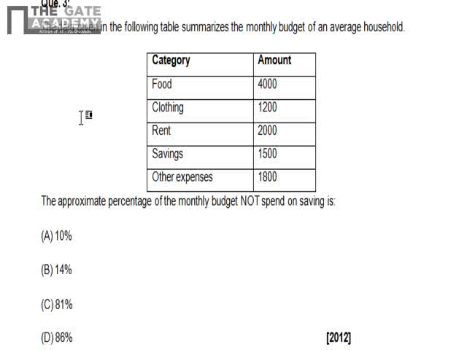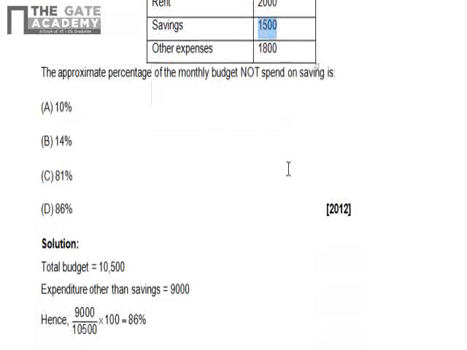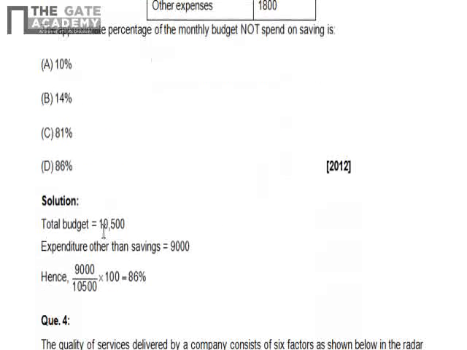Now let us look at the third problem, which was asked in 2012. The data given in the following table summarize the monthly budget of an average household. The approximate percentage of the family budget not spent on saving. So you can calculate very easily. You can add these amounts, and you know that on saving they are spending 1500. Okay, so the total budget is 10500. Expenditure other than saving is 9000. Hence you can easily calculate the percent.